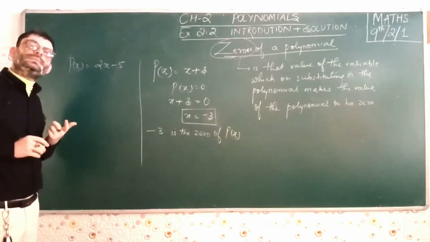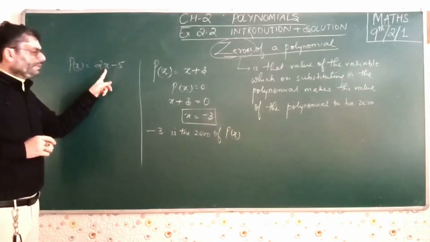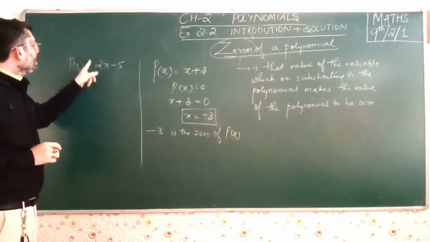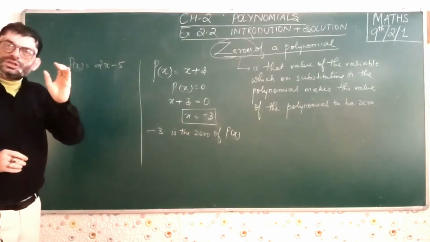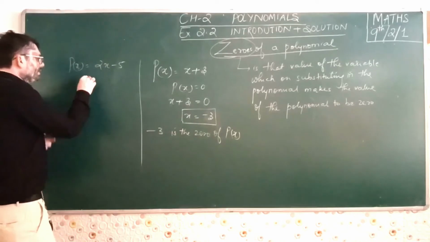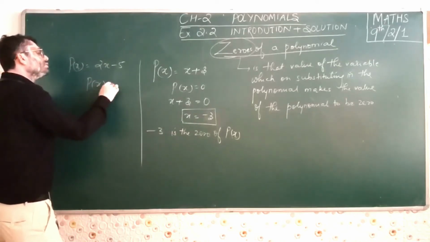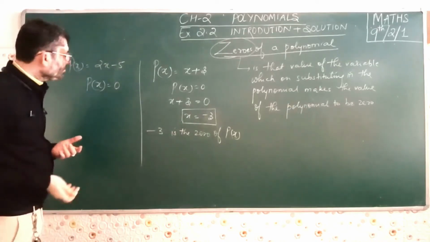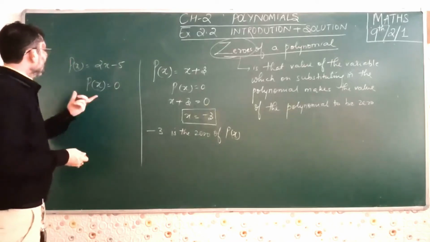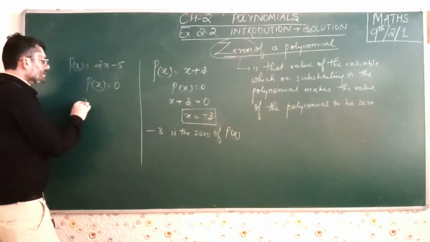Zero of this polynomial means such a value of x that will make the whole value of p of x to be 0. So let us find out. Initially, we consider the polynomial to be 0 itself because we want to get that polynomial to be 0. And what was p of x? That is 2x minus 5.